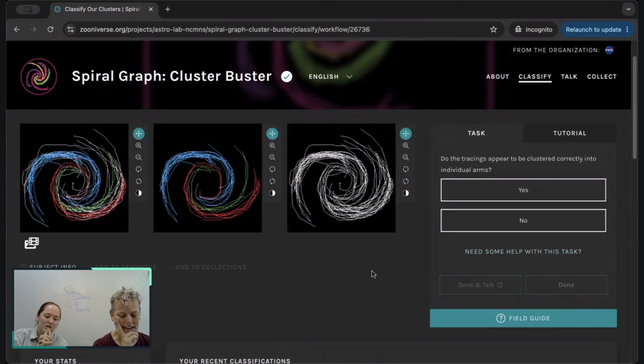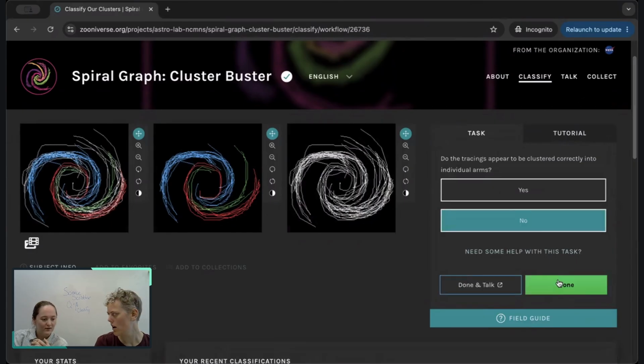And I'm not sure whether it should be like that. No, I don't think so. I think this is wrong because that's just one diffuse arm would be my suggestion. So say no. We've gotten so many that are wrong. We haven't gotten any that are right yet.